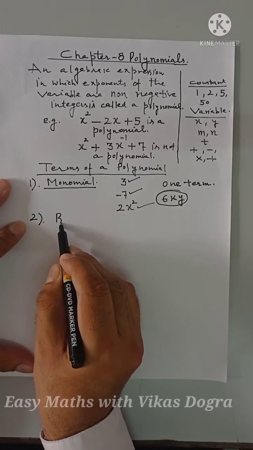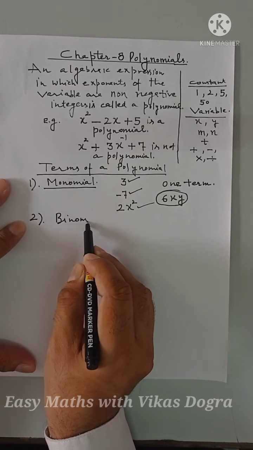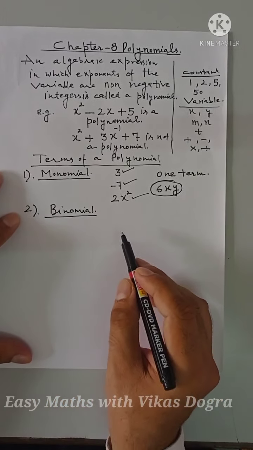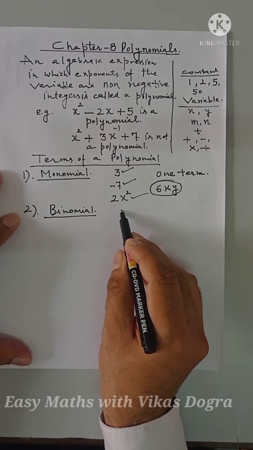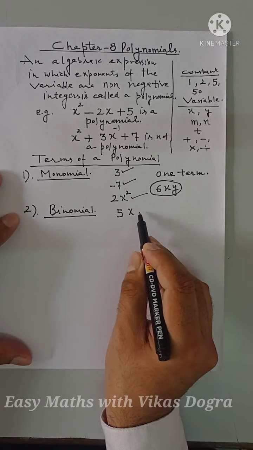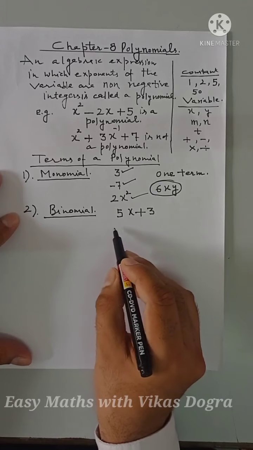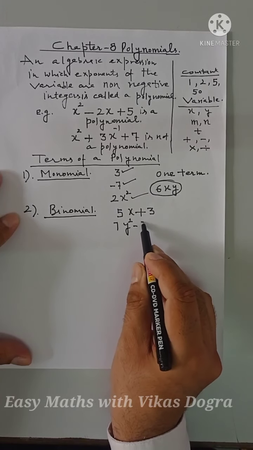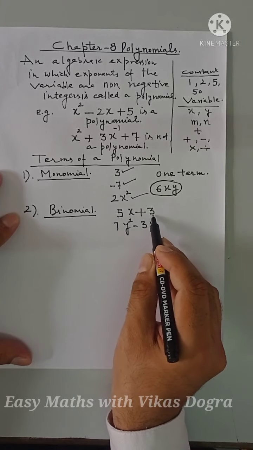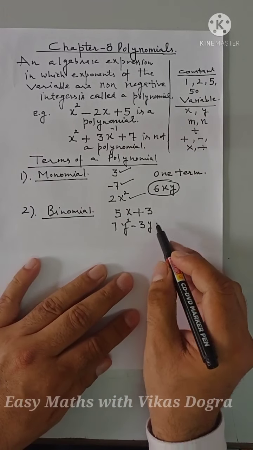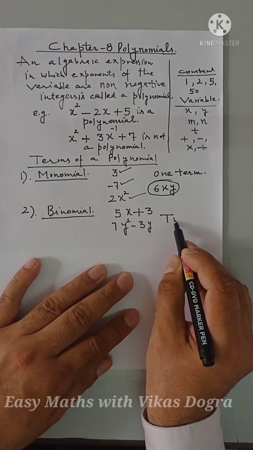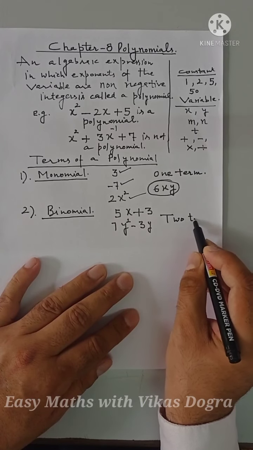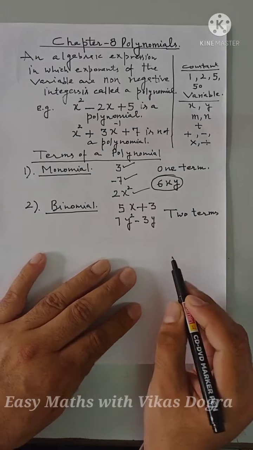Second is binomial. Before I give you the definition of binomial, I am explaining it with examples. I have written here 5x plus 3. I have written here 7y square minus 3y. You can observe that here there are two terms, here there are also two terms. So we can say a polynomial is said to be a binomial if it has two terms.